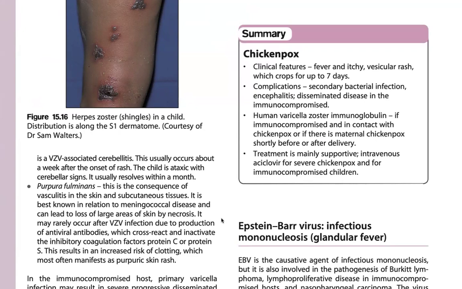Purpura fulminans. This is a consequence of vasculitis in the skin and subcutaneous tissue. It is best known in relation to meningococcal disease and can lead to loss of large areas of skin by necrosis. It may rarely occur after VZV infection due to production of antiviral antibodies which cross-react and inactivate the inhibitory coagulation factors protein C or S. This results in an increased risk of clotting, which most often manifests as purpuric skin rash.